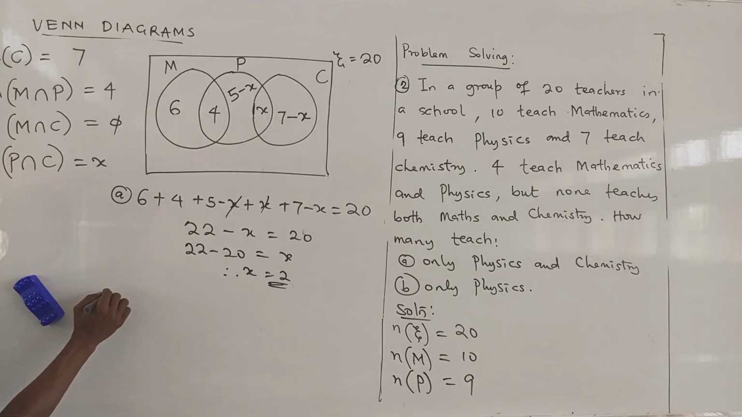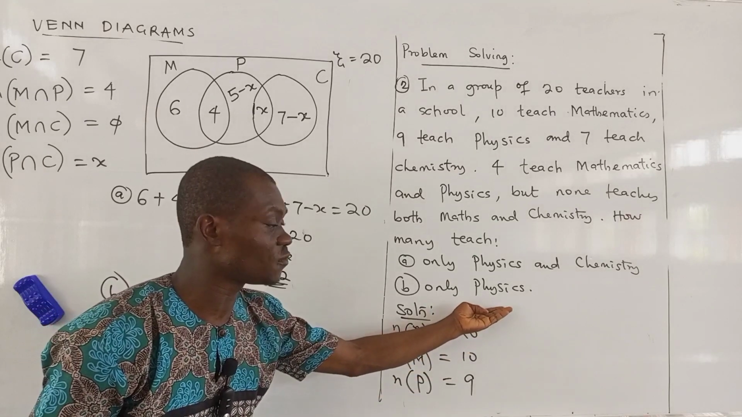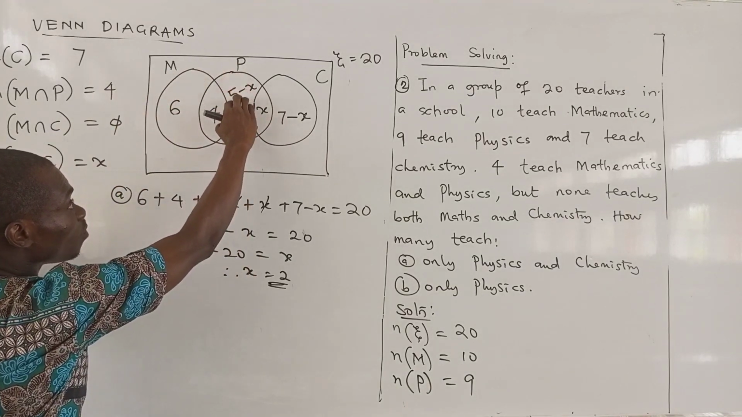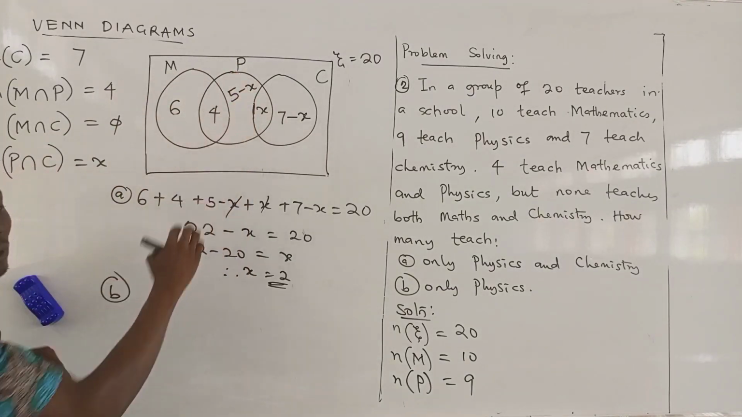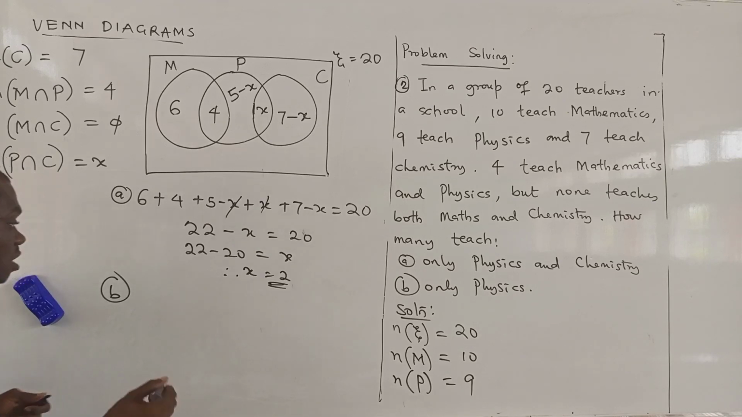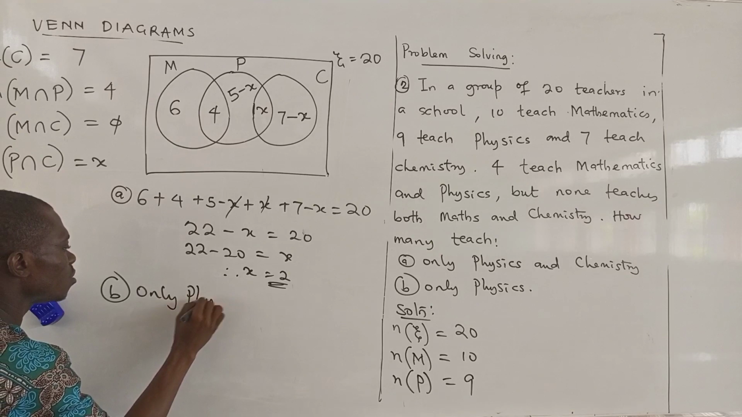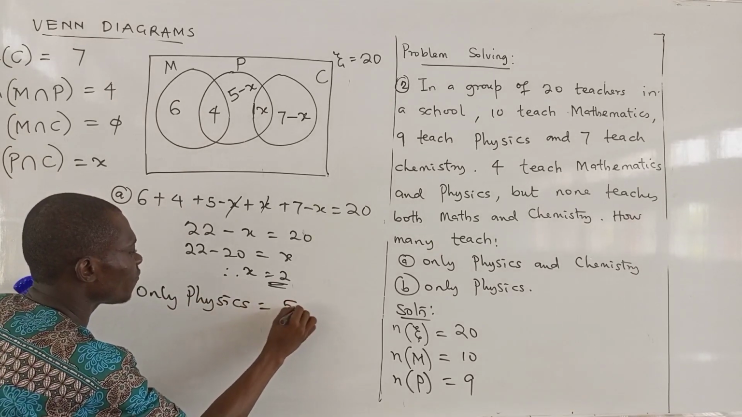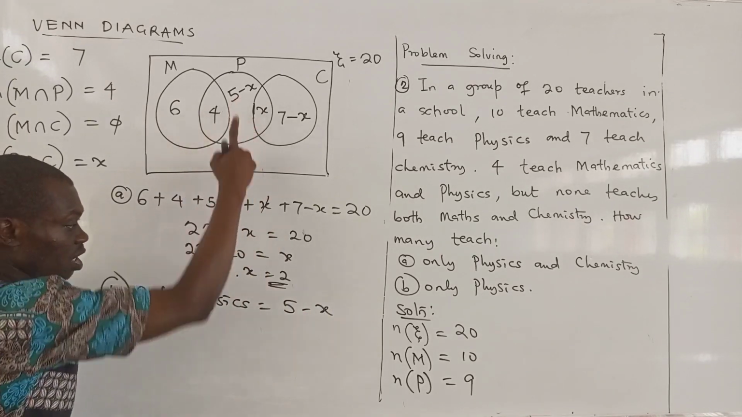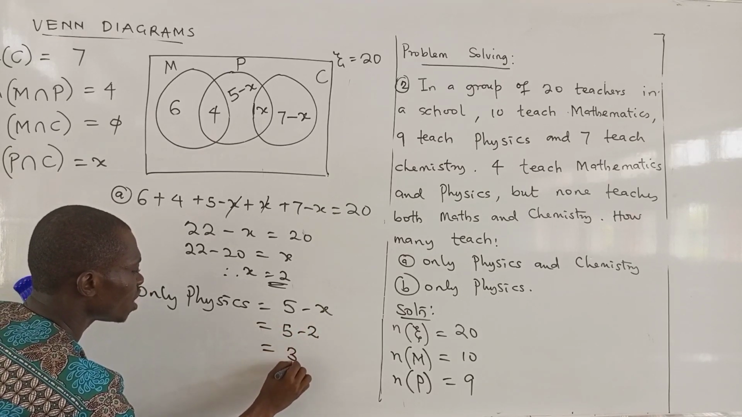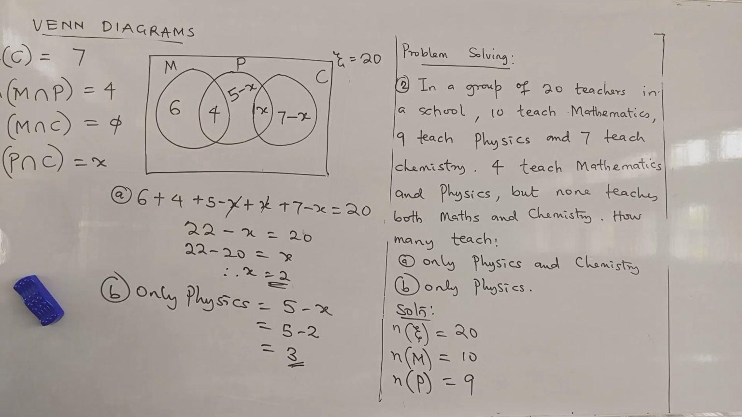And so finally, to do the second part of the question, which asks for the number of teachers taking only physics. Remember I said that this is the portion. If you shade this place, that will give you the portion of teachers teaching only physics. So only physics is equal to our 5 minus x, which is this. Since our x is 2, you remove 2 from 5, and that will give you the required answer. And so that is the solution to the second part.